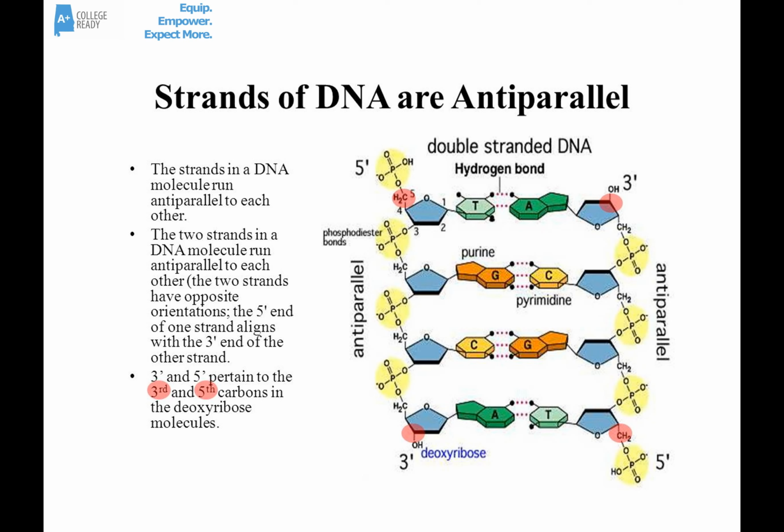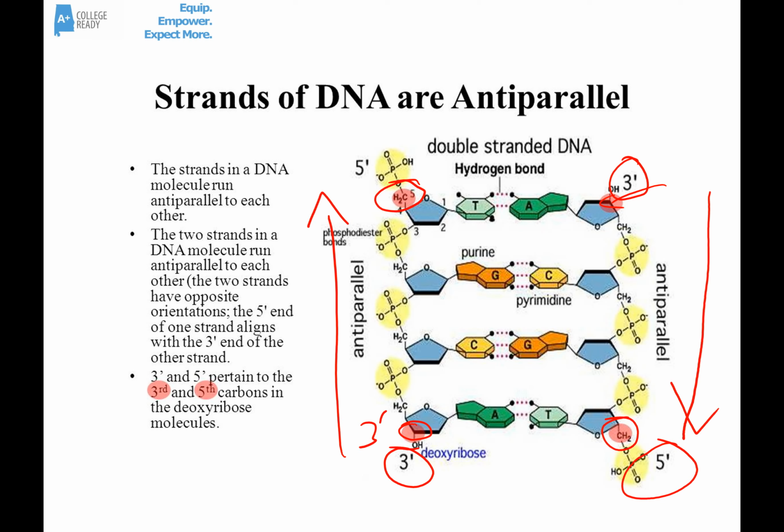Here we can see that maybe a little bit more closely. So this is the 5' end because here's carbon number 5. Down here, this is the 3' end because you notice that the 3' carbon isn't attached to another nucleotide. Over here, this is the 5' end because this is a 5' carbon in the sugar. It's not attached to another nucleotide. Here's the 3' end because the 3' carbon is not attached to another nucleotide. So this strand runs from 3' to 5' in this direction, and this strand runs from 3' to 5' in that direction. Parallel, but running in opposite directions.